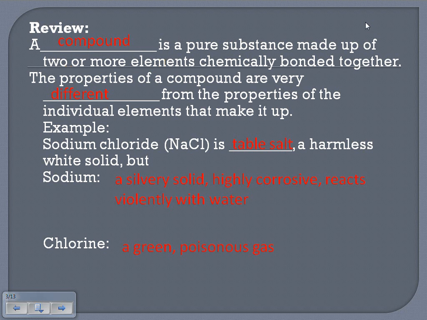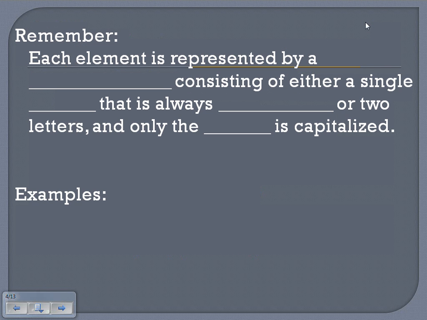So make sure you have all those blanks written down, and we'll go on to the next slide. Remember, each element is represented by a chemical symbol that consists of either a single letter that is always capitalized, or two letters where only the first is capitalized. I'll give you a second to copy those down and then we'll go through some examples.